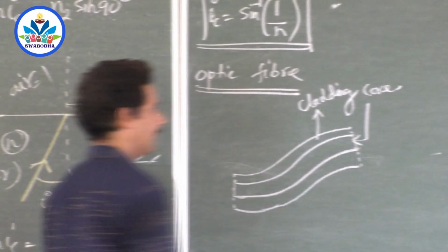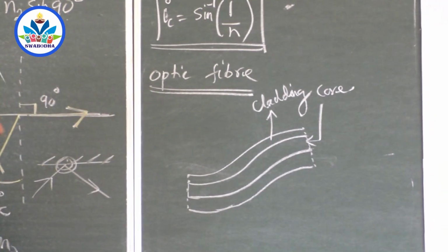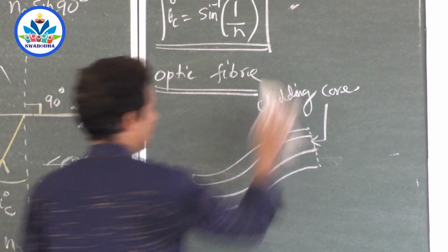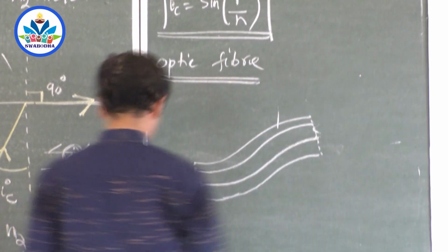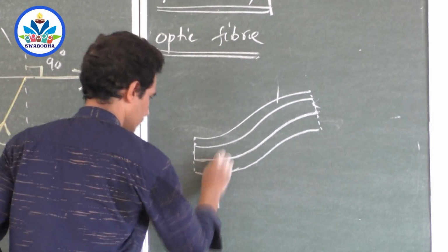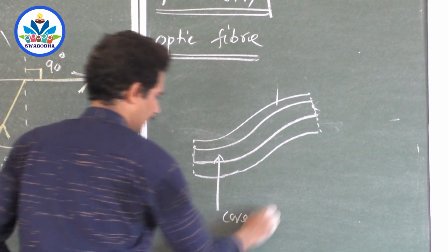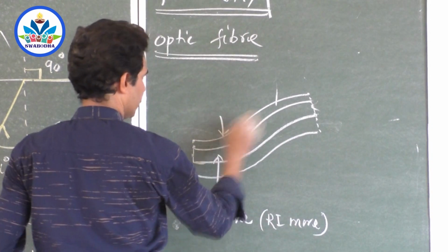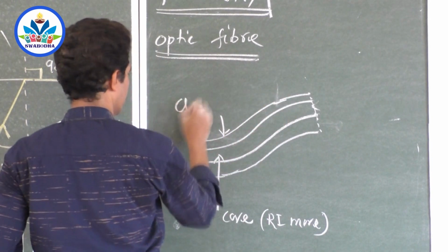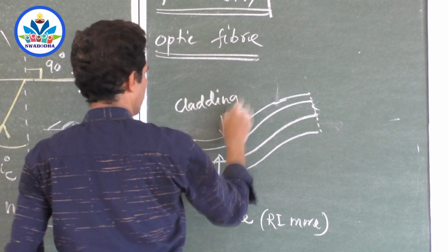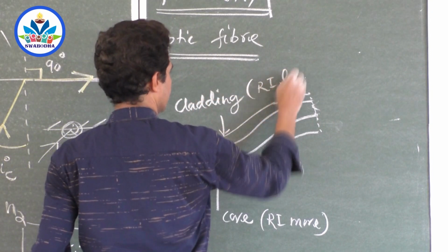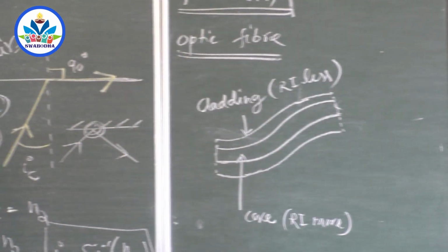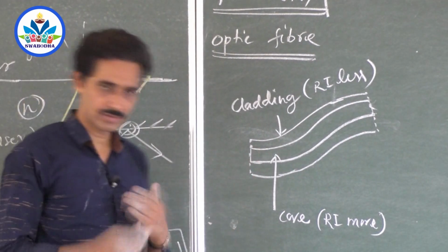The core is surrounded by another medium of lower refractive index, so less refractive index. I'll name it again. Core. The core is made up of more refractive index. This is core, refractive index more, and cladding is made up of lesser refractive index. Both are coated one over the other, both are transparent, and it is not hollow, it is a solid one.